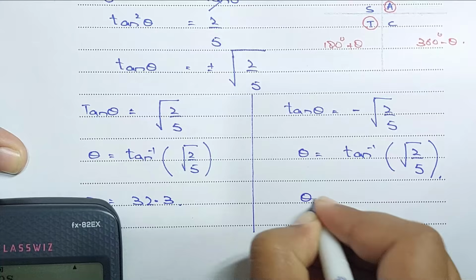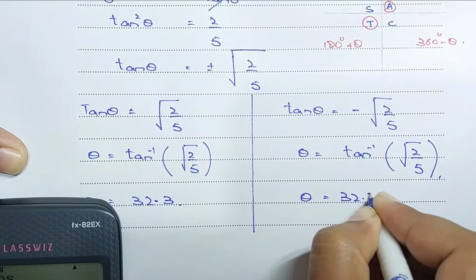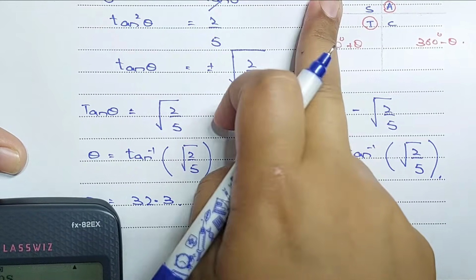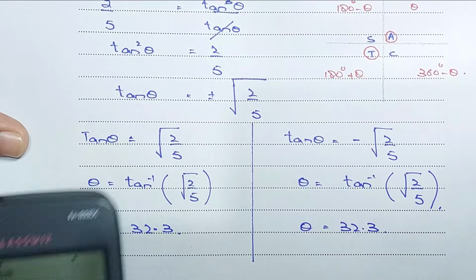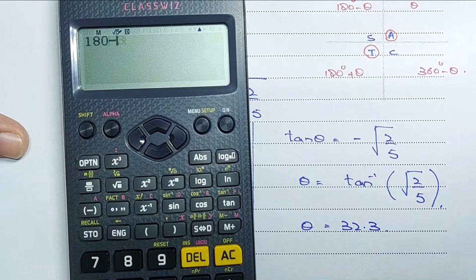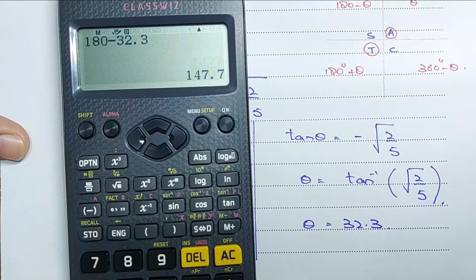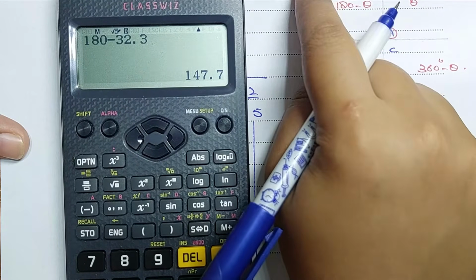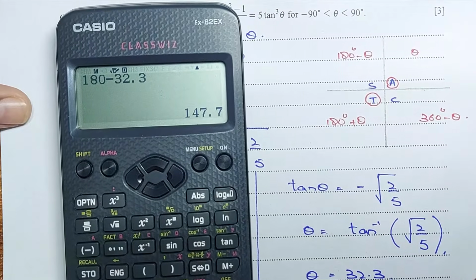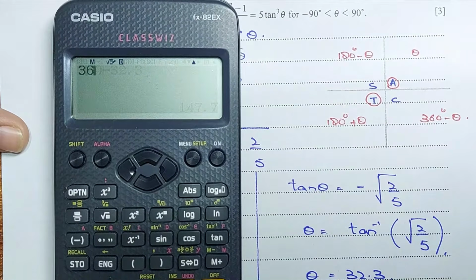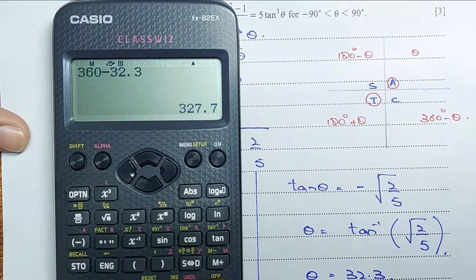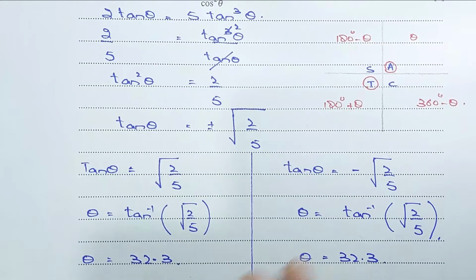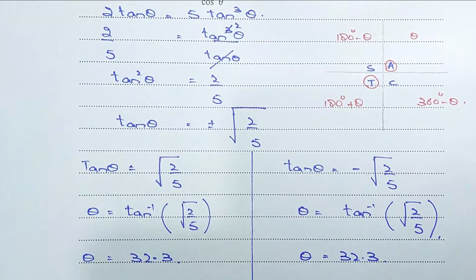And over here again theta would be equal to 32.3, and it should be in the second and fourth quadrant. So for the second quadrant we can do 180 minus 32.3, which is 147.7, which is also more. It does not lie between minus 90 and plus 90 degrees. And 360 minus 32.3 is again more than the domain. So that is the one solution, 32.3.